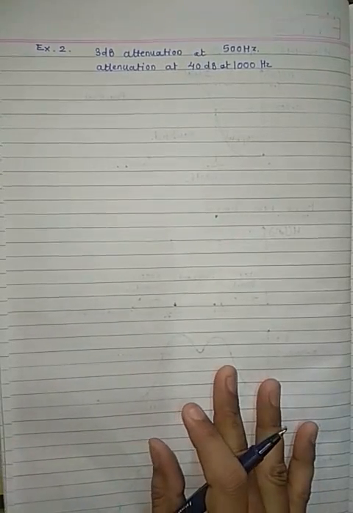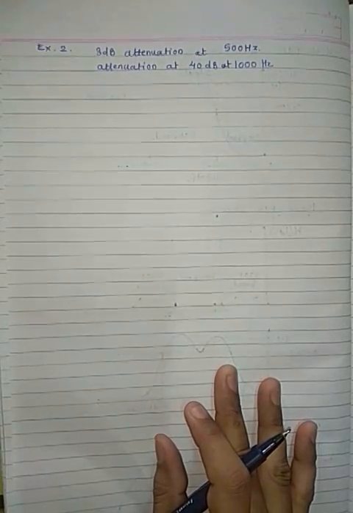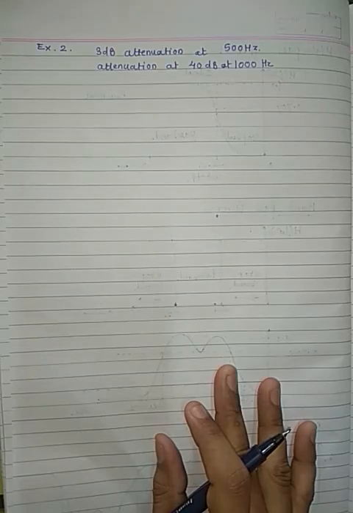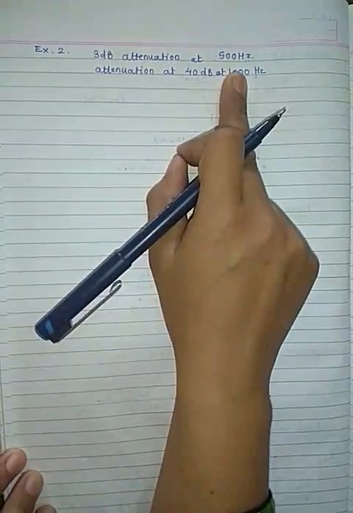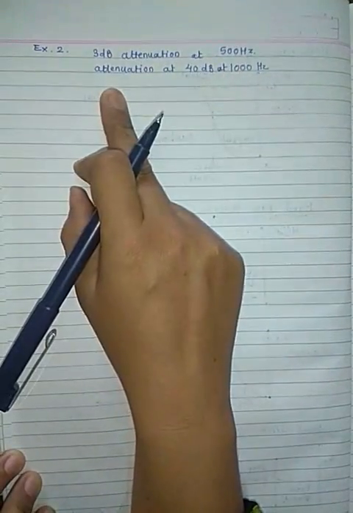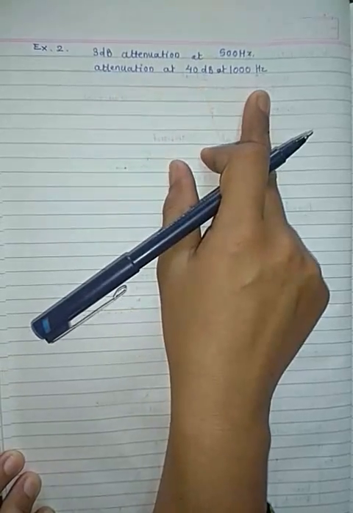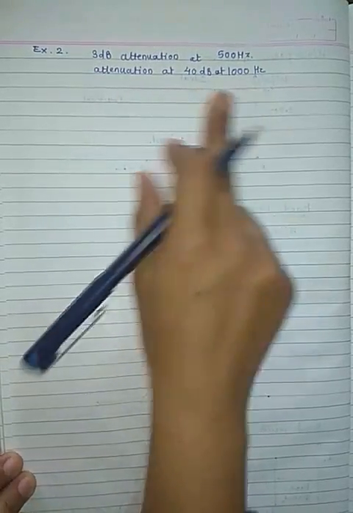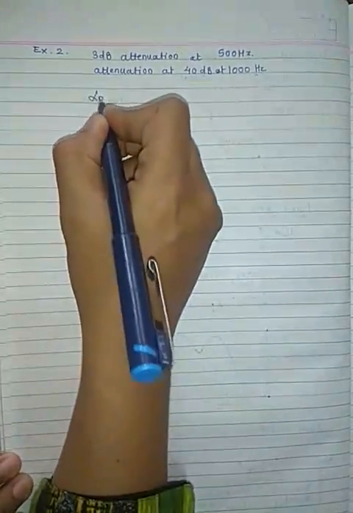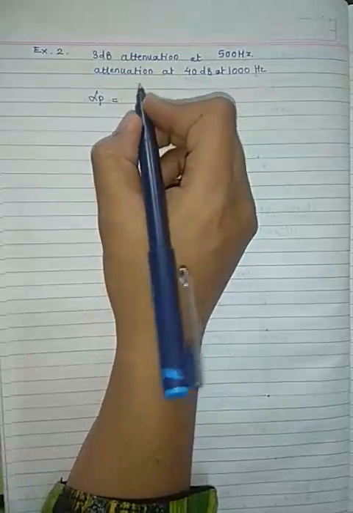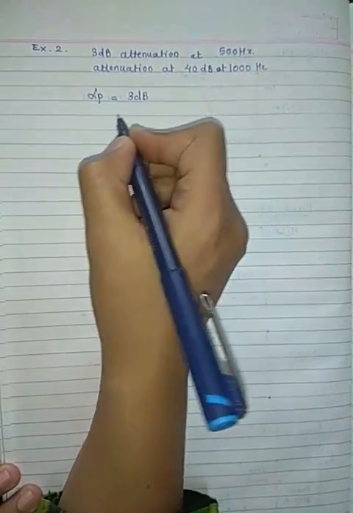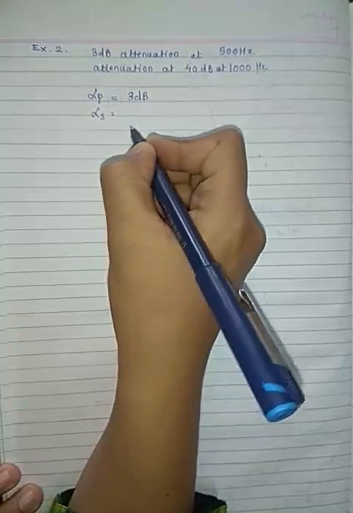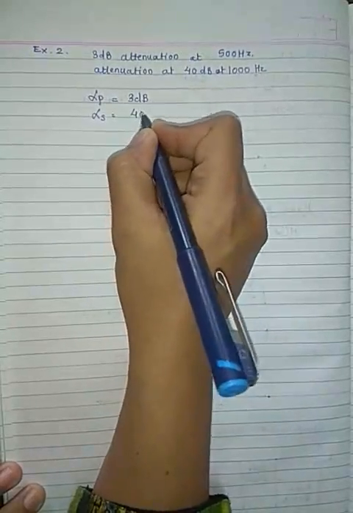So here one more example is provided. What we have to do? We have to determine the order and the poles of the lowpass Butterworth filter that has a 3 dB attenuation at 500 Hz and an attenuation of 40 dB at 1000 Hz. So what is our given data? Here alpha p is provided, that is passband attenuation, it is 3 dB. Also alpha s is provided, that is stopband attenuation, it is 40 dB.